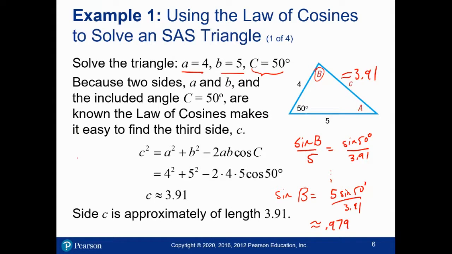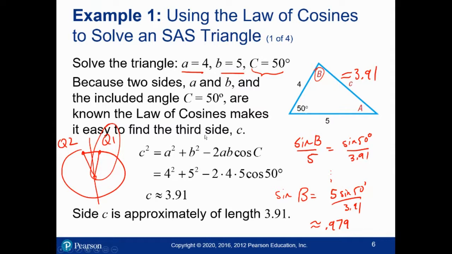Looking over at the left of the page now, there are two angles whose sine is 0.979. One of them is in quadrant 1 and one of them is in quadrant 2. Which one is correct? Maybe both. Who knows? The law of sines, remember, is only going to give you the quadrant 1 solution from the arcsine function, which is why the law of sines is not preferred.